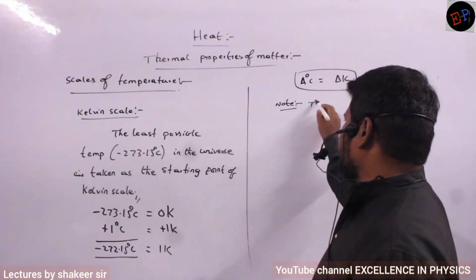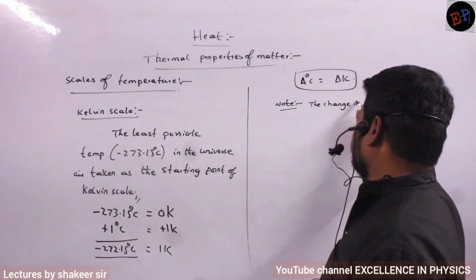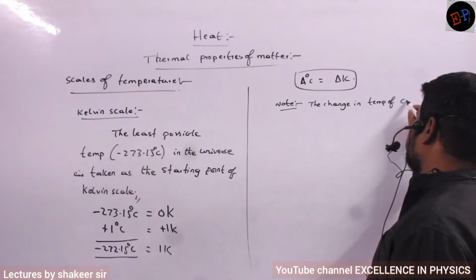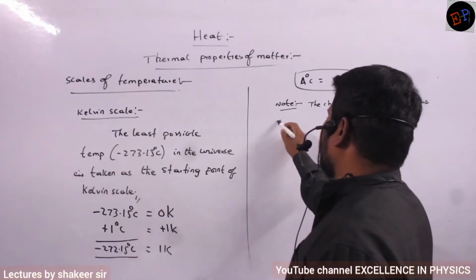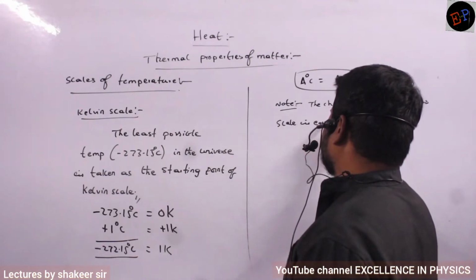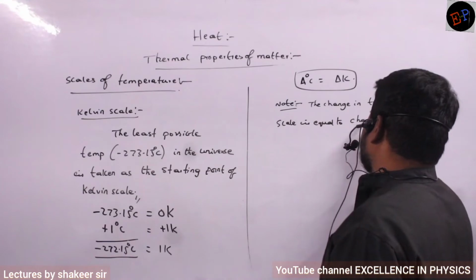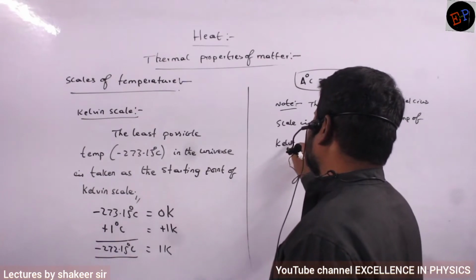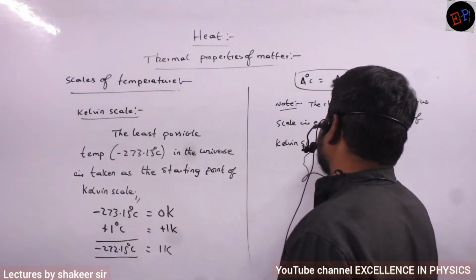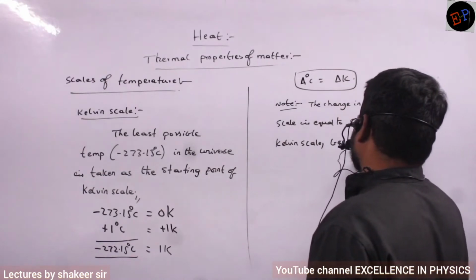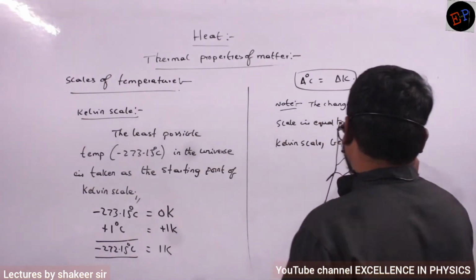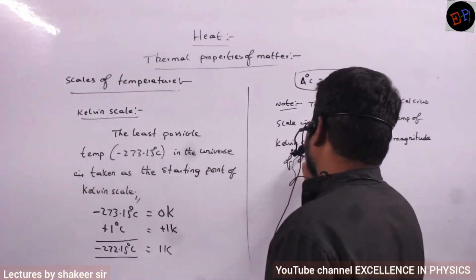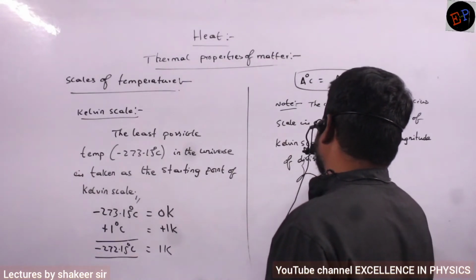So therefore make a note of that point. What we write? The change in temperature of the Celsius scale is equal to the change in temperature of the Kelvin scale. What is the reason? Because the magnitude of division is same in both scales.